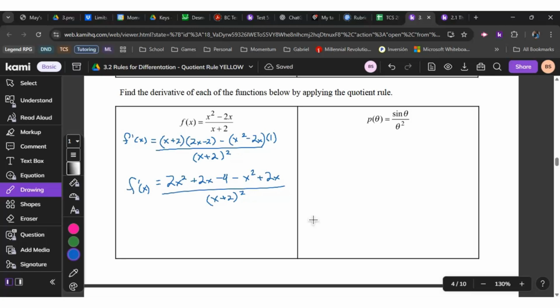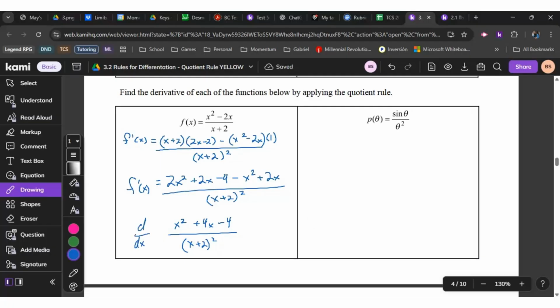All right. So then I'm going to simplify these, put together things that are like terms. So 2x squared minus x squared is x squared. 2x plus 2x is 4x, minus 4, over x plus 2 squared. Let's write it the other way, just for fun.